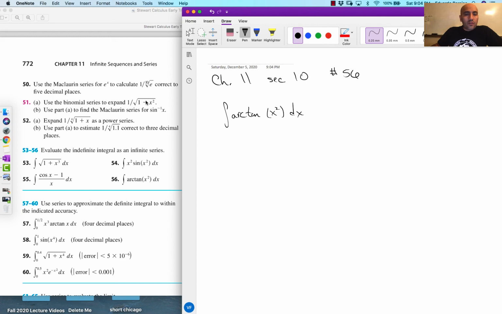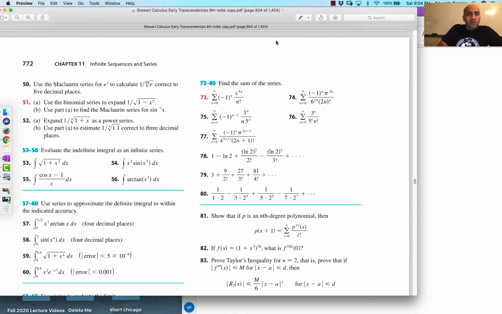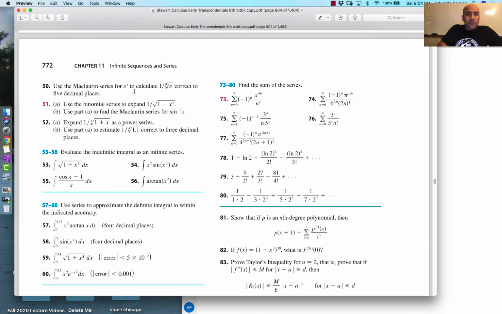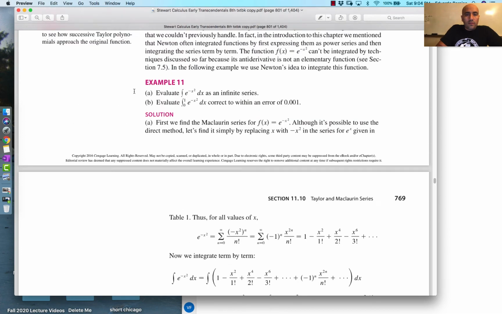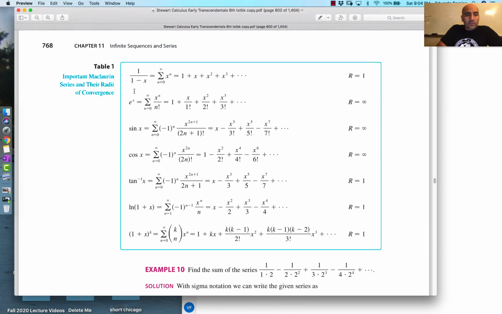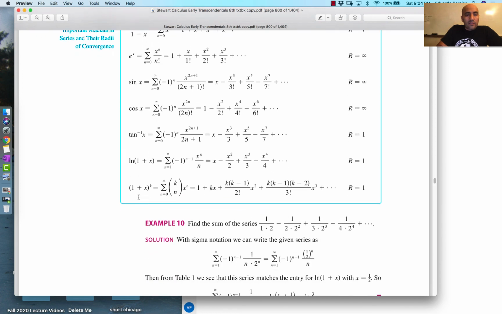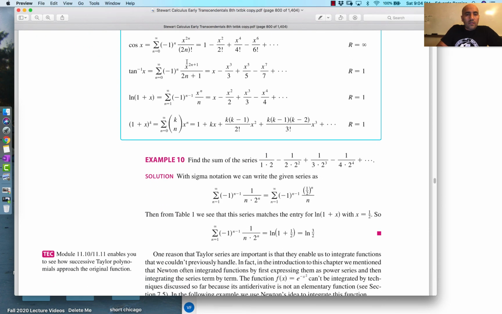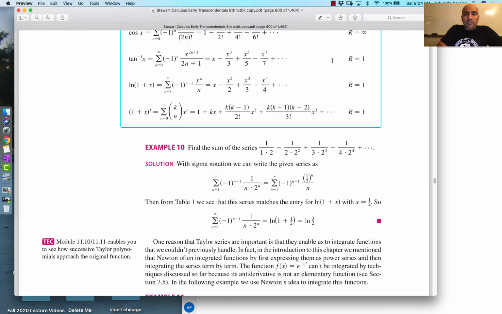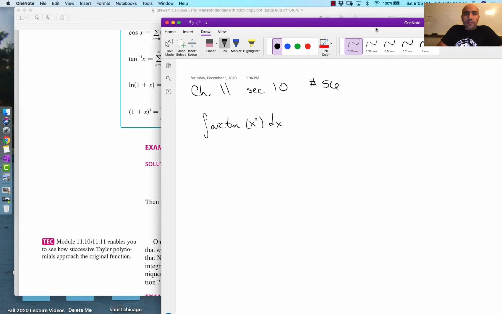Okay, well, that's something to do with arctangent. So we can go over to our table. They didn't say start from scratch, so we get to use our table, and there it is. Arctan is the same thing as inverse tangent. So here is the Maclaurin expansion representation of arctangent. It's this one, and it's good on a radius of r equals 1. So let me copy that over here.